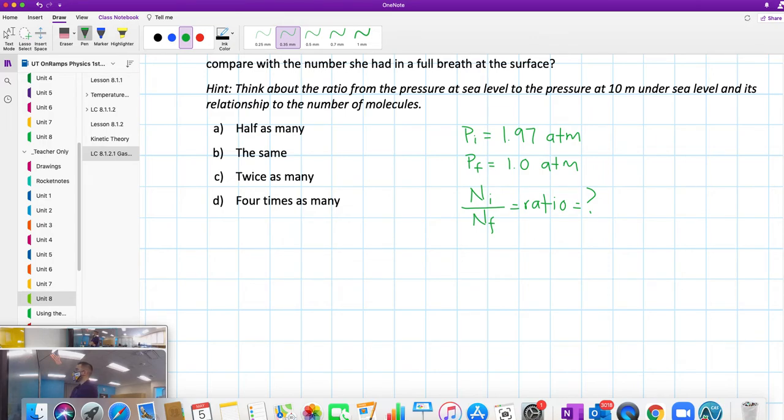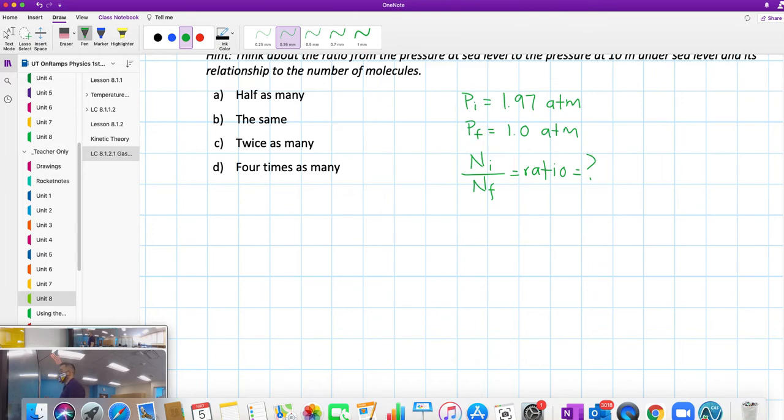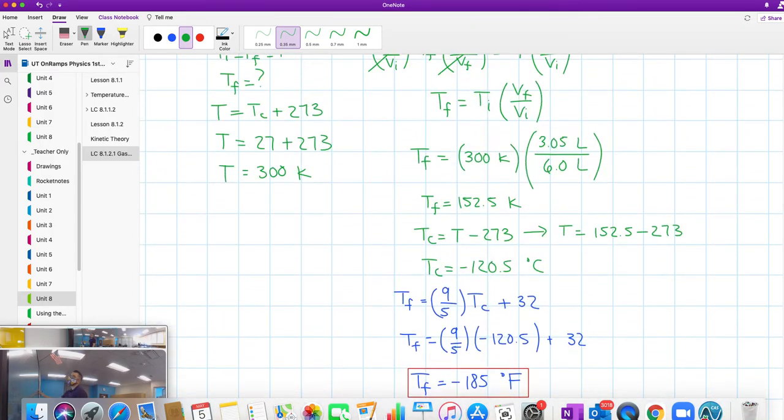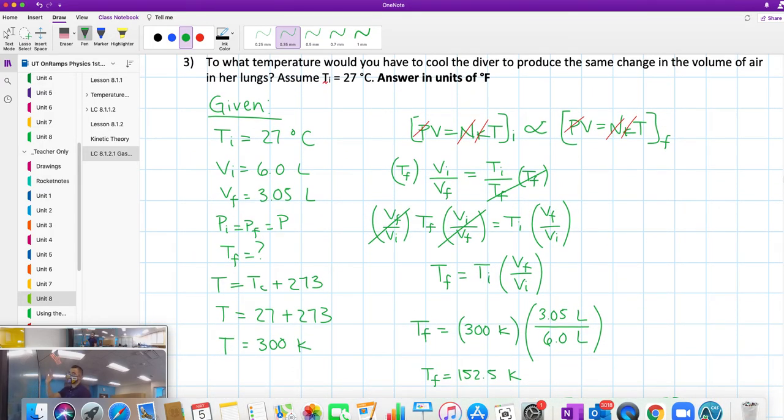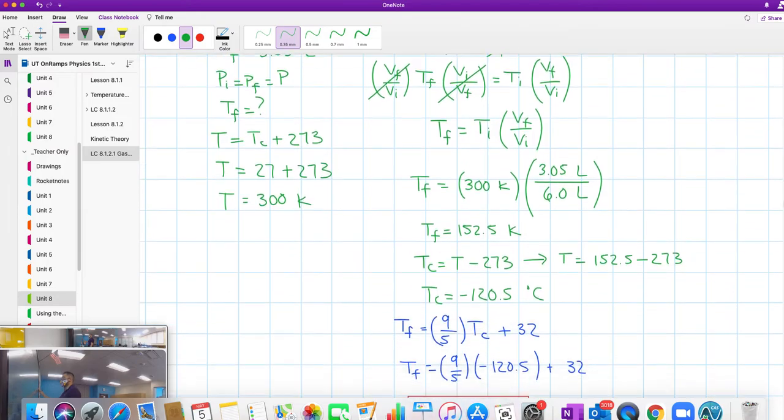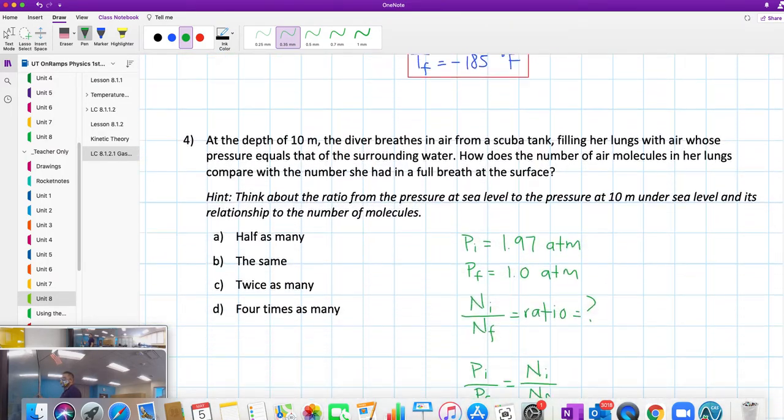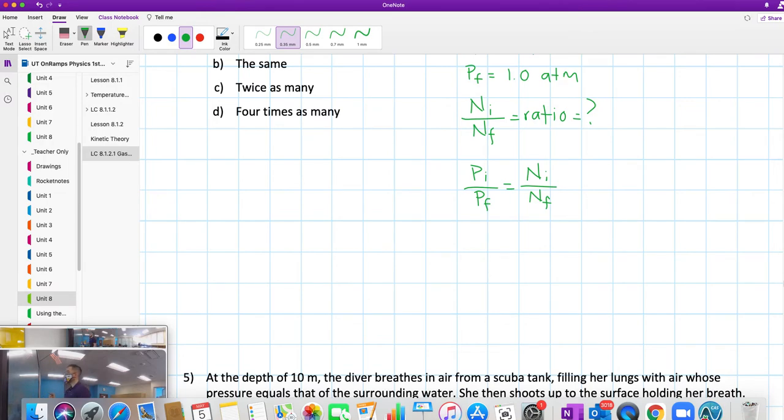Now, we can do proportionality, right? Because of the ideal gas law, just like we did on question 3, where they're proportional, we can say pressure initial divided by pressure final equals number of molecules initial divided by number of molecules final. The reason I can do this is we established the initial conditions for the ideal gas law are the same as the final conditions, but they're proportional to the final conditions. In this case, we're changing the number of molecules. Okay, that's why we're able to do this.